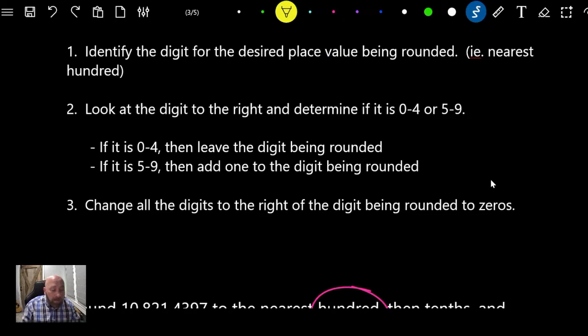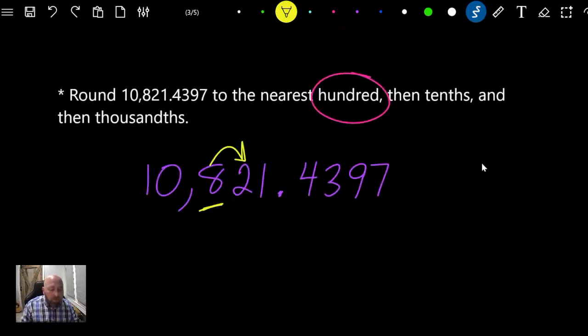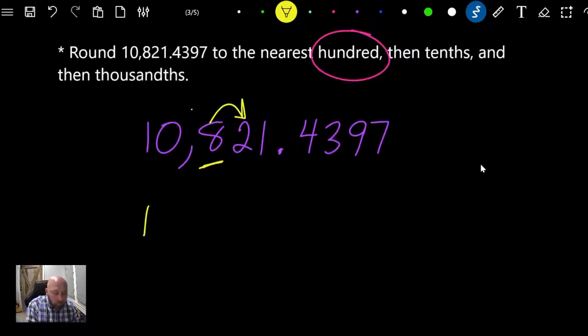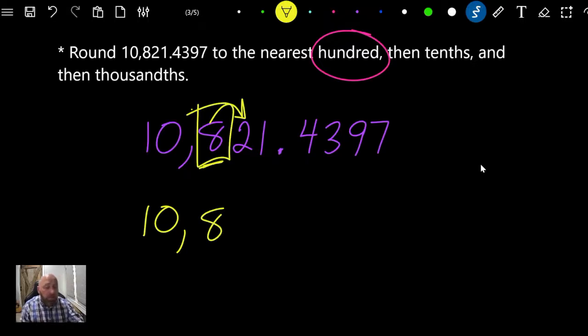Let's go back up here. If it's 0 to 4, we're going to leave the digit alone. Let's leave it alone, okay? So we're just going to leave this alone. So here's what you do. You rewrite these numbers. 1, 0, comma, 8. We left it alone. We did not touch the number being rounded.